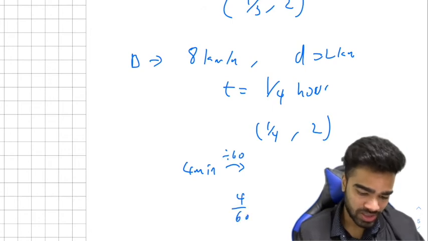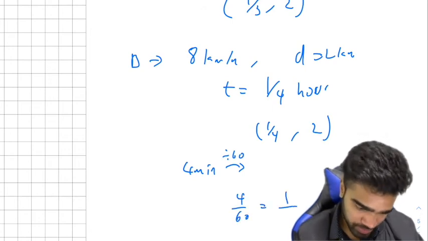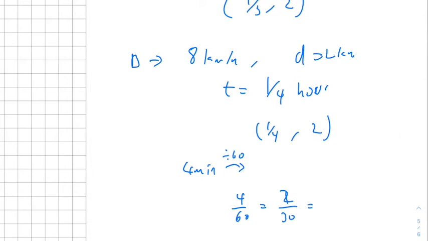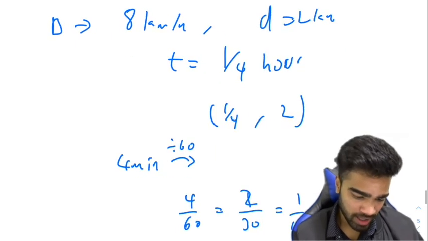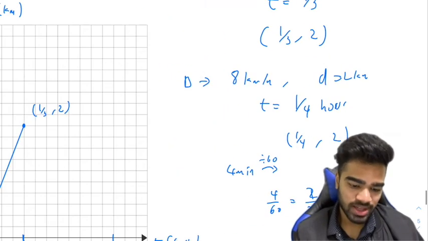So 4 over 60, which is actually 2 over 30, so 1 over 15. Okay, so 1/15 of an hour is pretty much 4 minutes. Okay, so what does that mean?